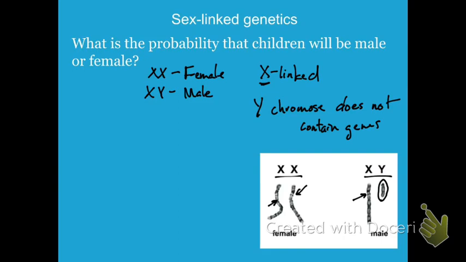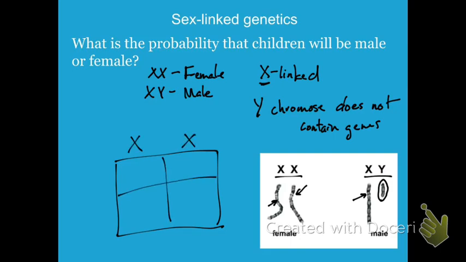So what's the probability that children will be male or female? Well, it's actually quite simple, because in order to have an offspring, you need a male and a female, right? And so here's your male, and here's your female. And so the probability, if we use the Punnett square, is 50-50. You have a 50-50 opportunity that it'll be male or female. Notice Dad either gives a Y or gives an X, and that's what determines whether they're male or female.